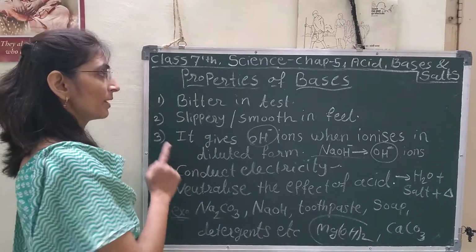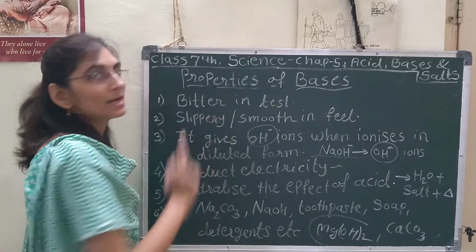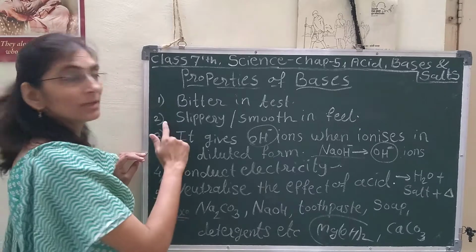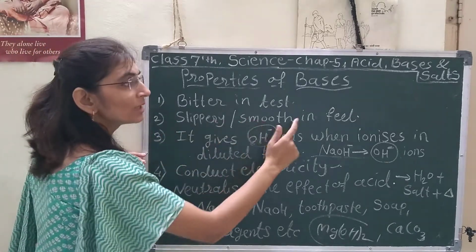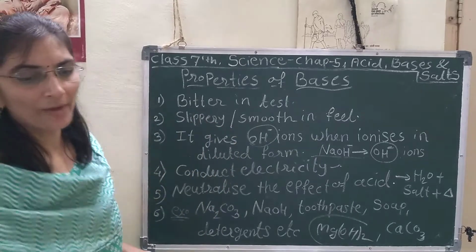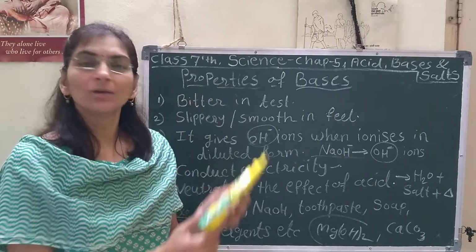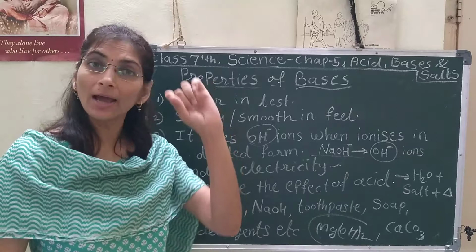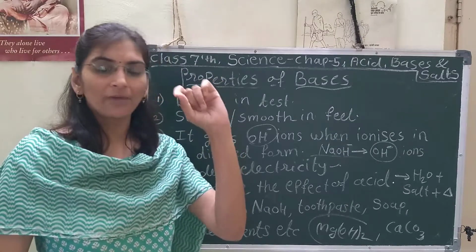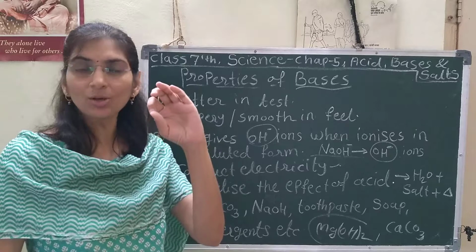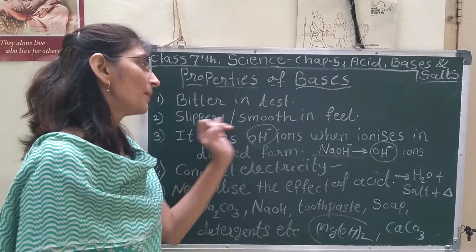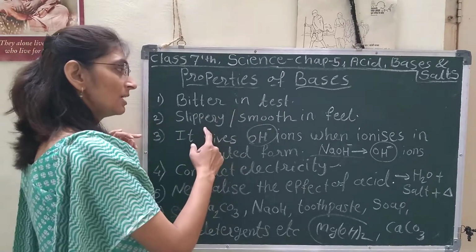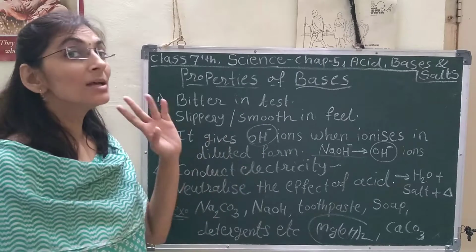The first property is that bases are bitter in taste. All these bases are bitter in taste. The second property is that they are slippery or smooth in feel. When we touch soaps, how do they feel? We feel slippery or smooth. When we touch baking soda also, we can feel the slippery or smooth nature of that baking soda. So bases are slippery or smooth in feel. This is the second property.